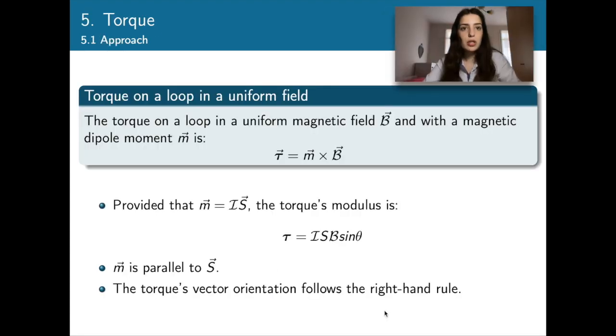Before doing the resolution, let's make a brief theoretical explanation of the torque. The torque on a loop in a uniform magnetic field B and with a magnetic dipole moment M can be calculated by doing the cross product between vector M and vector B. Provided that M equals I times S, the torque's modulus is the product of I, S, B and the sine of the angle between vector S and vector B. We know that vector M is parallel to vector S. We follow the right-hand rule to calculate the orientation of the torque's vector.